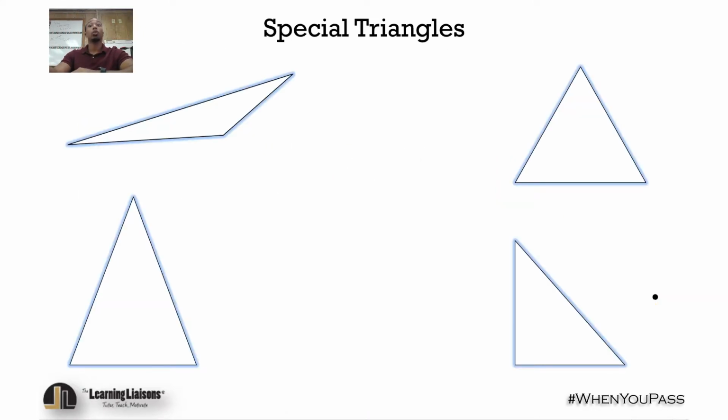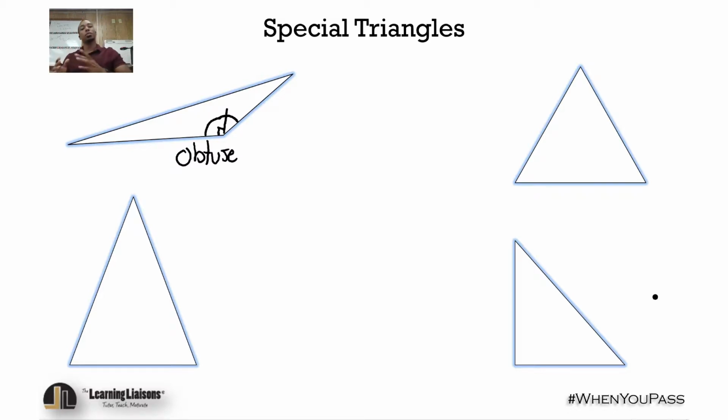Let's go ahead and talk about our triangles, special triangles. We can classify them by their angles and by their sides. This triangle here, if a triangle has at least just one angle measure that's beyond 90 degrees, something like this, so 90 would be straight up like that, this one goes beyond, and so this would be an obtuse triangle.